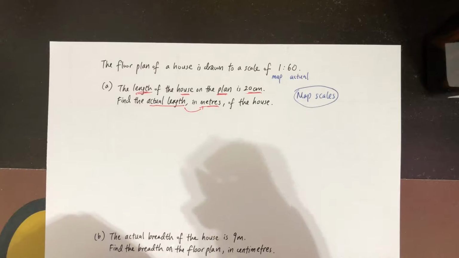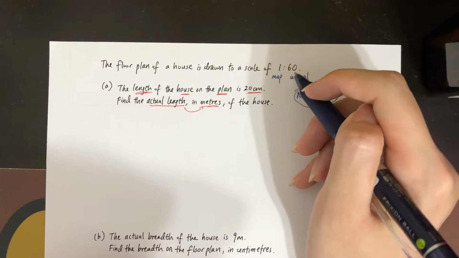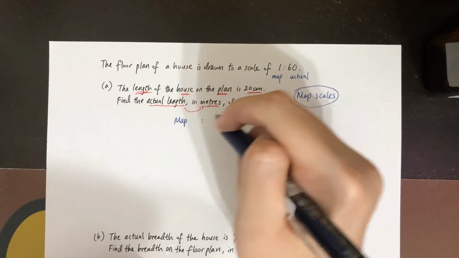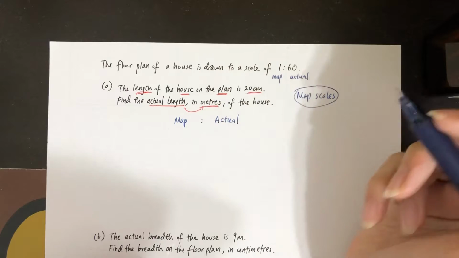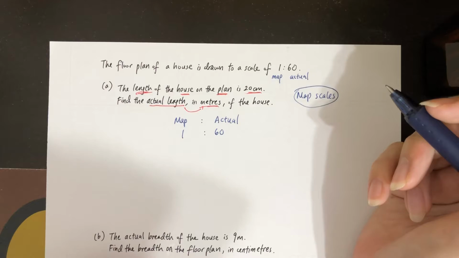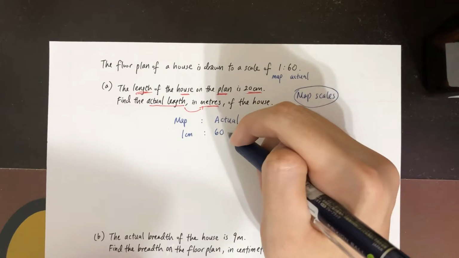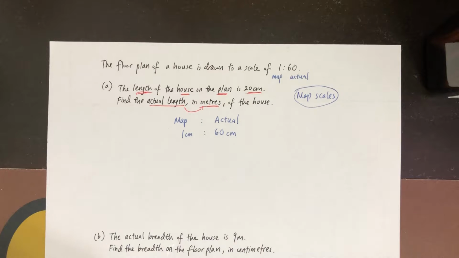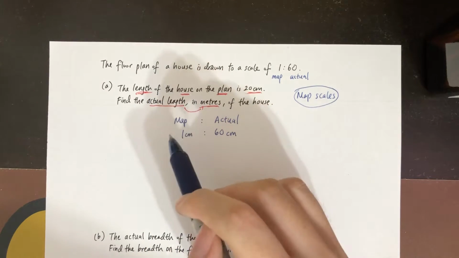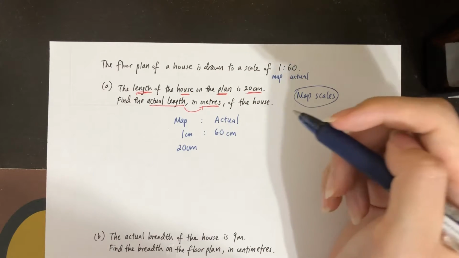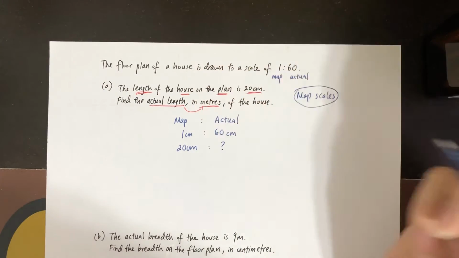So this will be quite simple. What you do is always go to the question and write down the ratio of the map to actual. In this case, the ratio is given as 1:60. You can tell yourself that 1 cm on the map is equivalent to 60 cm of the actual dimension of the house. Given that the length of the house on the map is 20 cm, the question simply wants to find the actual length.